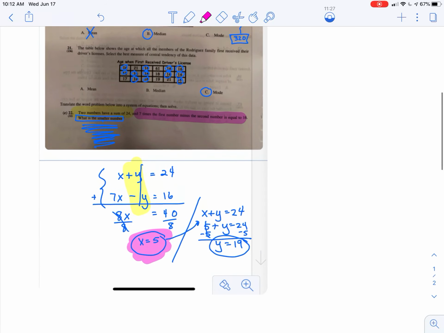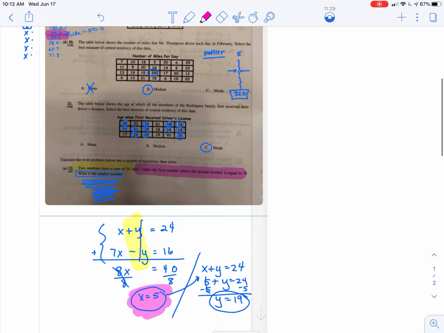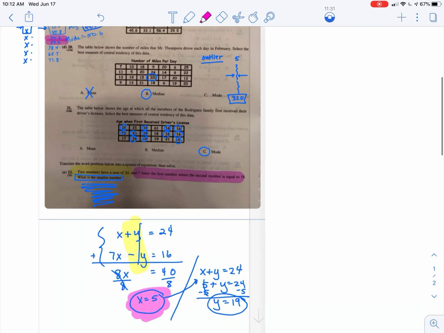Okay, if any of this wasn't clear, especially on the measures of central tendency, we can get back together on those on Friday, and you can save your questions to ask me then.